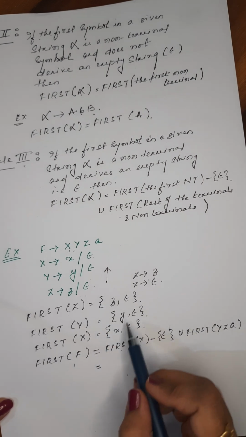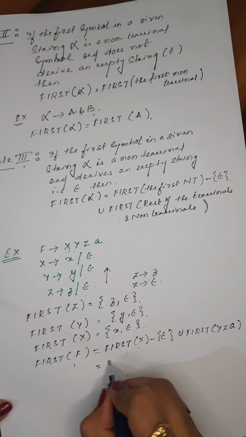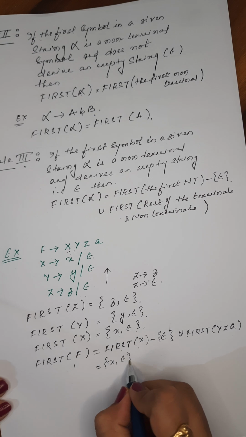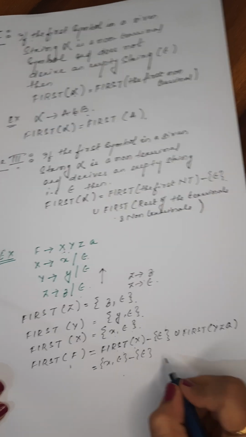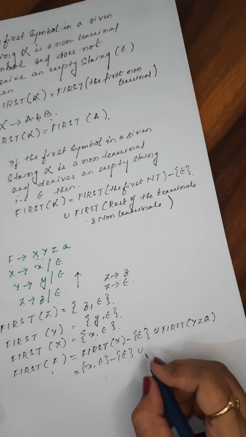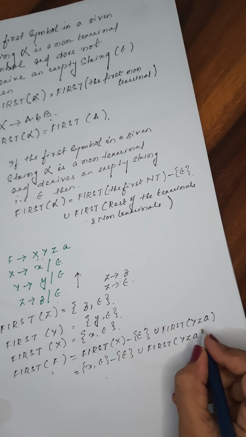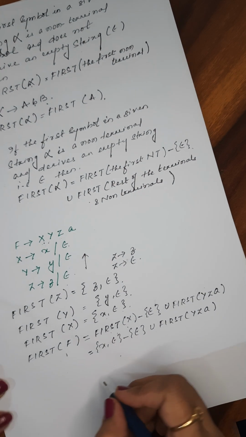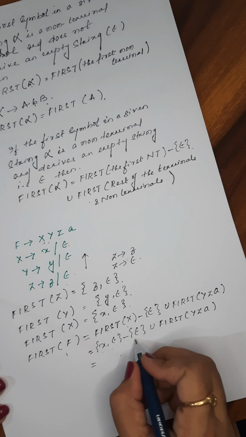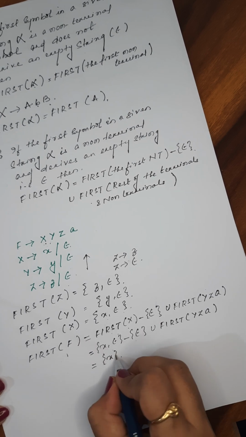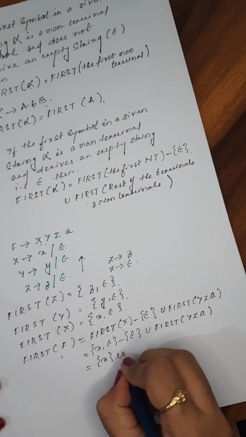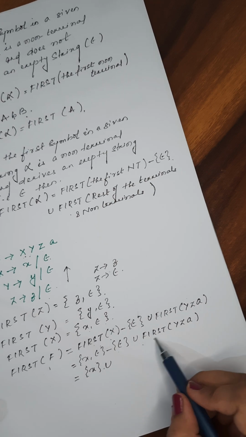What is the first of x? First of x is x epsilon, right? X epsilon minus epsilon union first of y, z, a. First we will finish one, then we will move to the next. X epsilon minus epsilon will give you x. Now, union. Again what is given? First of y, z, a.